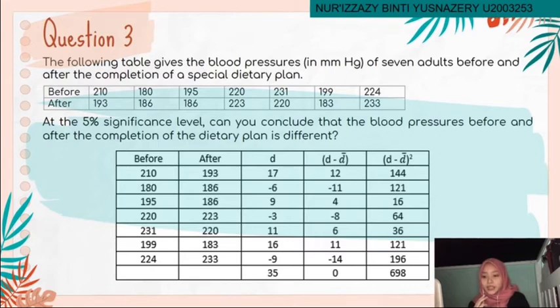Second, we need to find the standard deviation. To find the standard deviation, in a bracket, you need to subtract the mean from each difference, and then square the answer for each adult. I'll show you the formula and steps in the next slide.